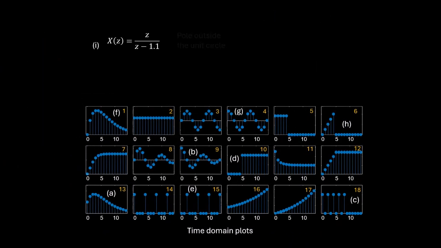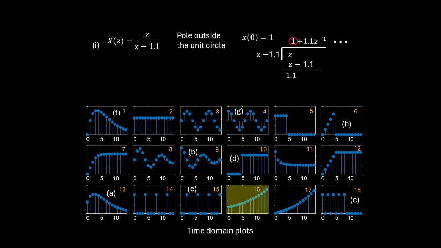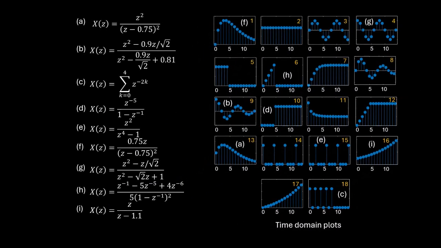For the last problem, we can once again use the poles, do long division, extract a couple of terms, and realize that this is a discrete exponential that is increasing its amplitude in time. We can also identify this with a Z-transform table, and identify that same expression, 1.1 to the n u of n, which leads us to plot 16. Here is the final solution.